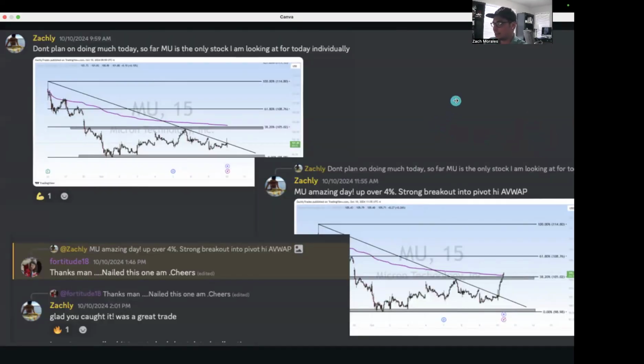And these are just some recent trades that we had. We had MU, posting this one early in the morning, looking for a breakout on this one for a move up to 105. You can see we broke through, came right up to that pivot high anchored VWAP over here, took profits on that. Call options did absolutely amazing on that.